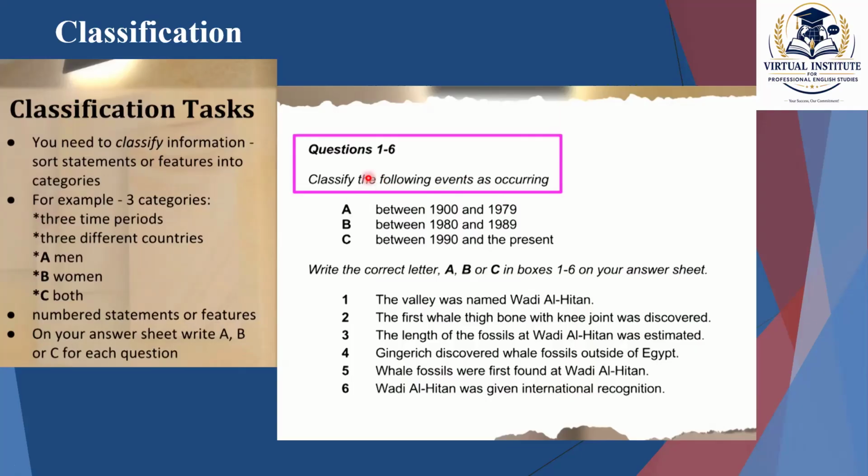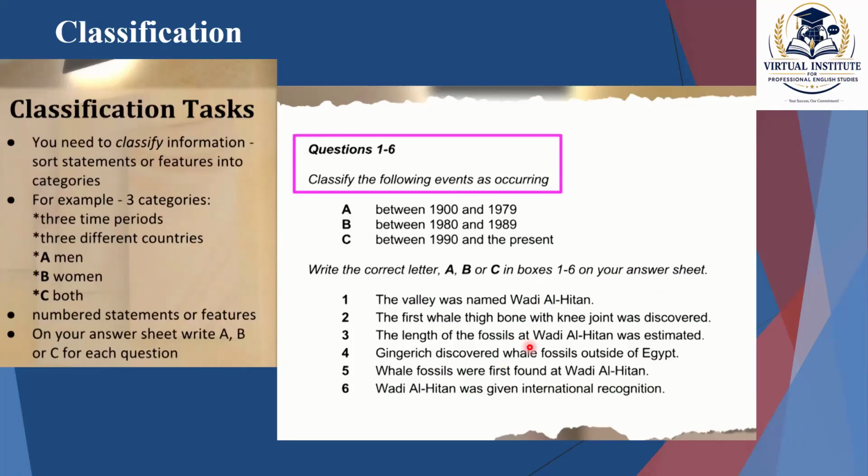As you can see here, questions 1 to 6: classify the following events as occurring, right? So this is the instruction. Now we have three options, A, B, C. Option A is between 1900 and 1979, then between 1980 and 1989, and then between 1990 and the present. So we are given three time periods. This is the classification. Now, write the correct letter A, B, or C in boxes 1 to 6 on your answer sheet. These are the events which have happened.